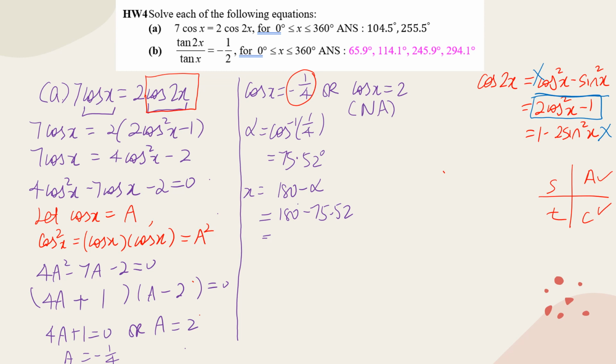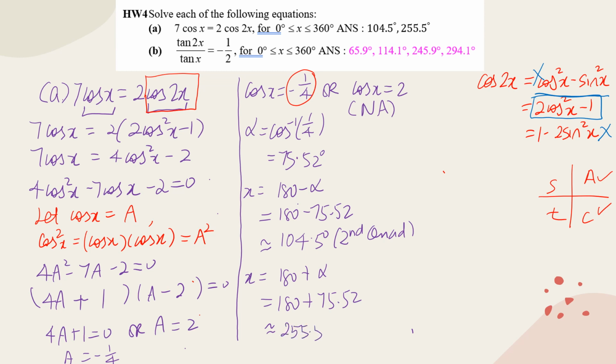And that you will get 104.4 degrees. So this will be the second quadrant. So you go on to find the answer from the third quadrant, which will be 180 plus alpha, which is 180 plus 75.52. And that is equal to 255.5 degrees, expressed to 1 decimal place. Right, so this is how we solved part A.